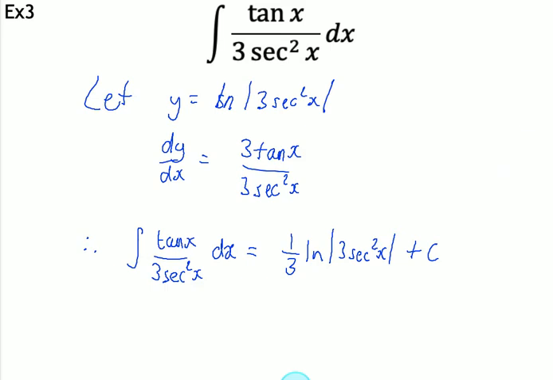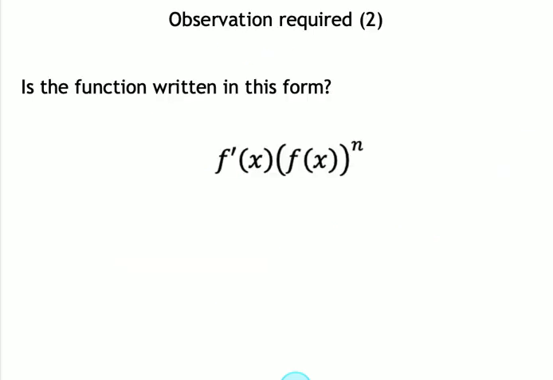Second observation is if it's written in this form. Okay, so two functions multiplied together, one is the differential of the other, and we can use a slightly different approach here using the reverse chain rule.